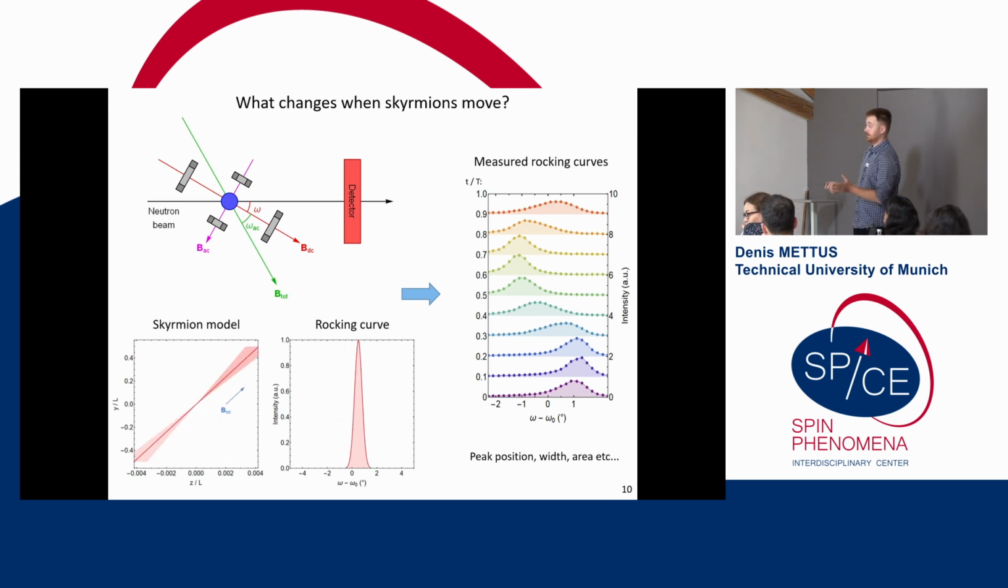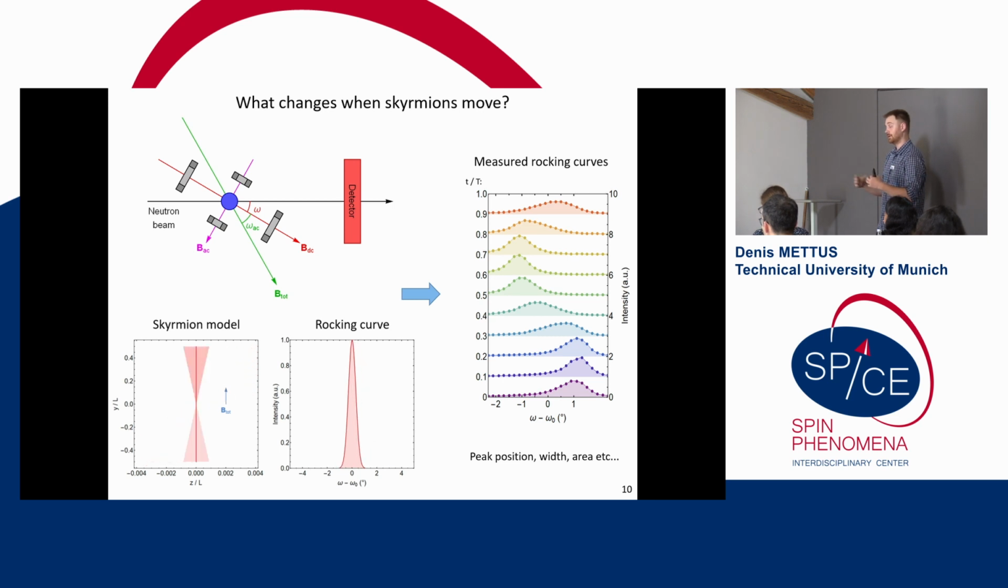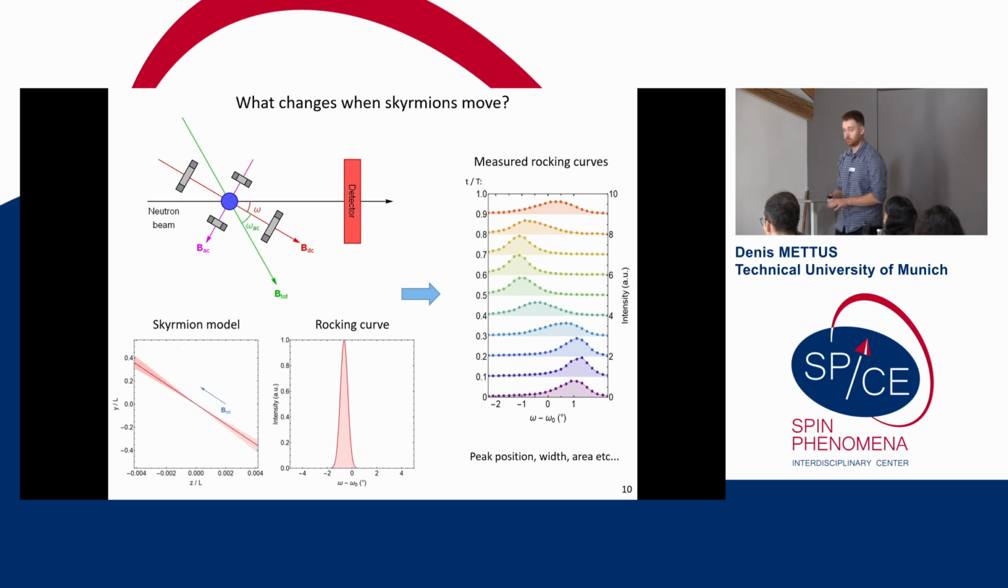Well, this is a simple model, but in the practical experiment, you may have a change of your peak shape. You can have some instrumental artifacts. You may have double peaks. So you have many changes to the rocking curve you analyze.